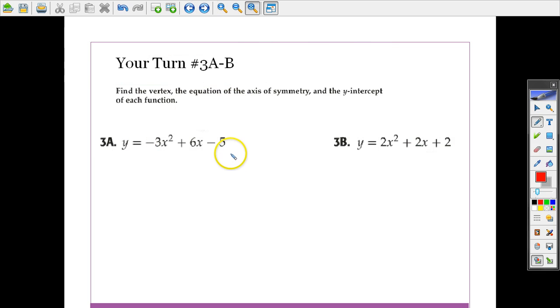All right, here are problems 3a and 3b. Same thing: find the vertex, axis of symmetry, and y-intercept. I'm going to write here for you the equation, negative b over 2a. So find that first. Once you find that, substitute the x in here and find y, and that will give you the vertex. And this is the y-intercept. Go ahead and finish 3a and 3b and come back when you're done.